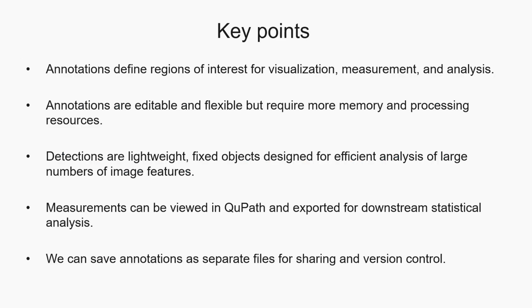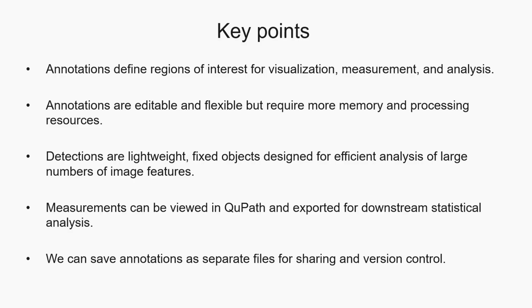To conclude, annotations are one of the most important tools in QuPath because they allow us to define regions of interest within an image. These regions can be used for measurements, limiting analyses to specific tissue compartments, or generating training data for classification workflows. Remember that annotations are editable and flexible, making them ideal for manually defining biological structures. However, this flexibility comes at the cost of increased memory usage.